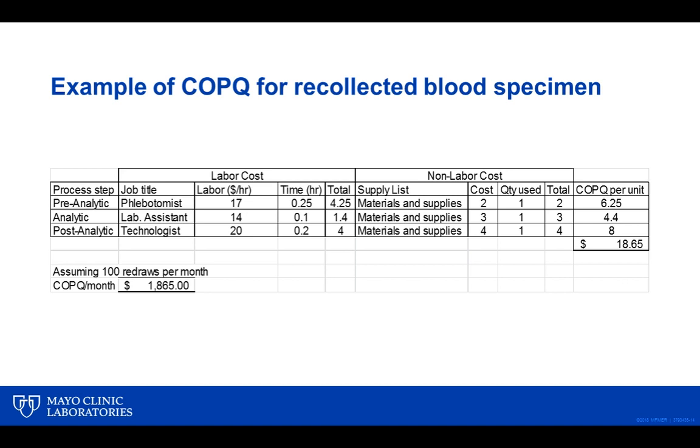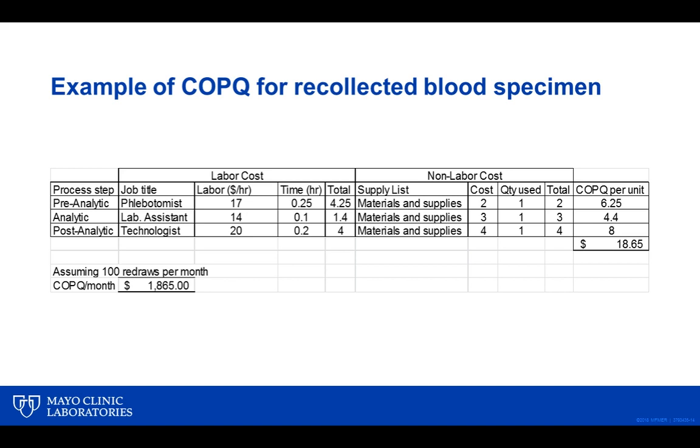For this example here, we're saying that the phlebotomist gets paid about $17 an hour. And for each of these recollections, it takes about 0.25 hours to do that process. So if you multiply the $17 per hour times the 0.25, it is costing you a phlebotomist time of $4.25. So that's the labor component on that side.